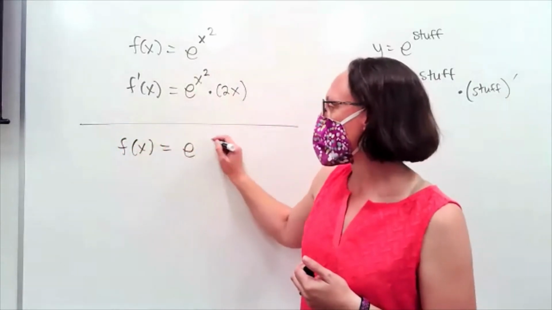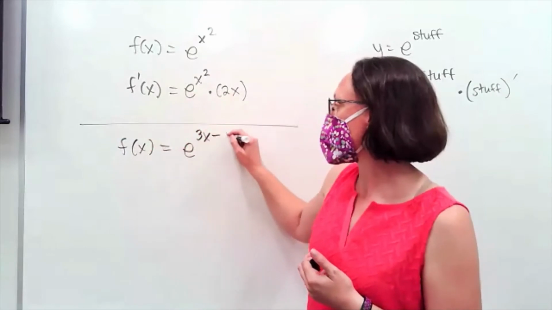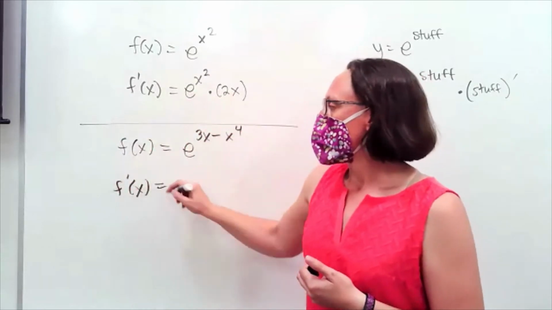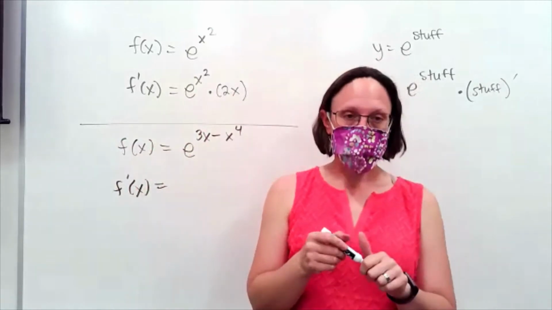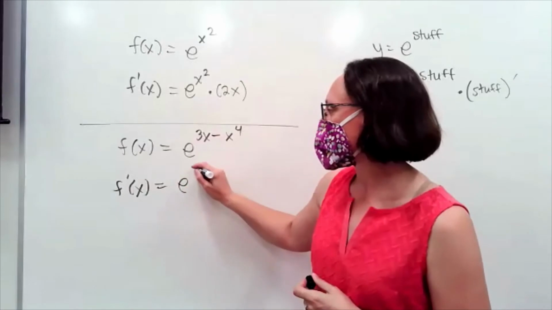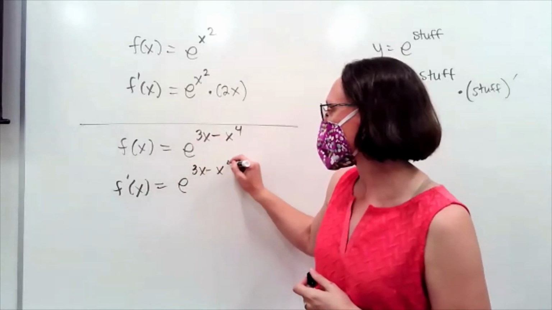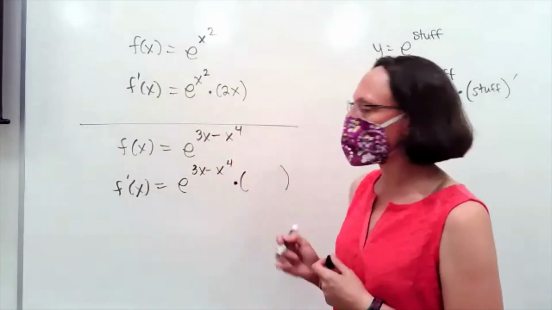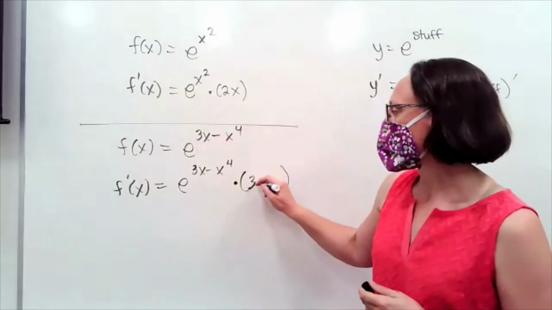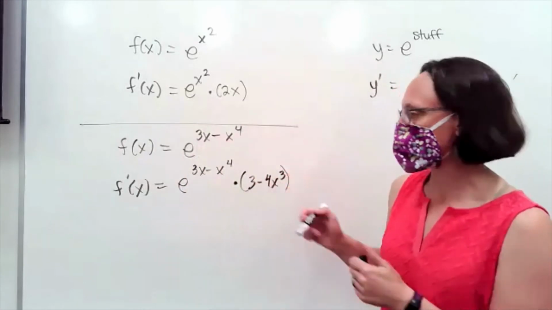If this said e to the 3x minus x to the fourth, then when we take the derivative, we get e to all that stuff times the derivative of all that stuff, 3 minus 4x cubed.